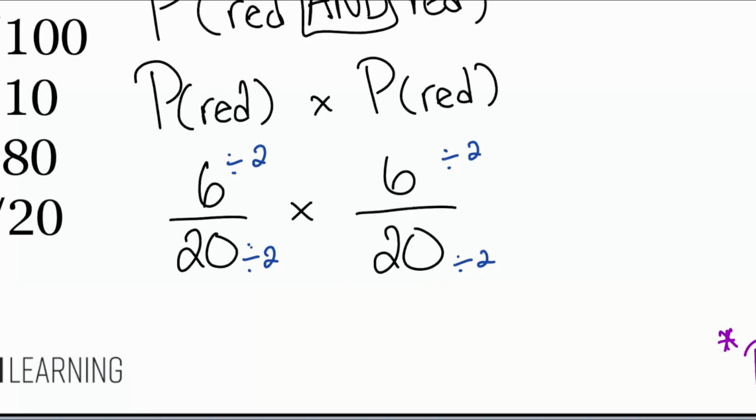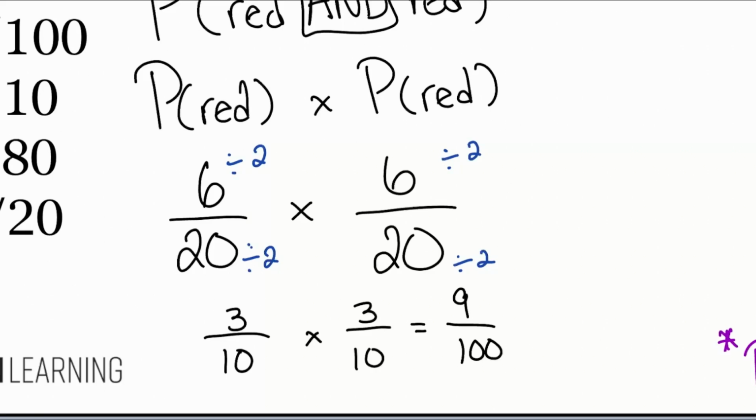Make things simpler. So we have 6 divided by 2, and that's going to be 3. 20 divided by 2, that's going to be 10. Same thing over here. 6 divided by 2 is 3. 20 divided by 2 is 10. Then from there, everybody, 3 times 3, what's that going to give us? Correct, that's going to be 9. And then 10 times 10 gives us 100. Exactly. And there's our final answer.